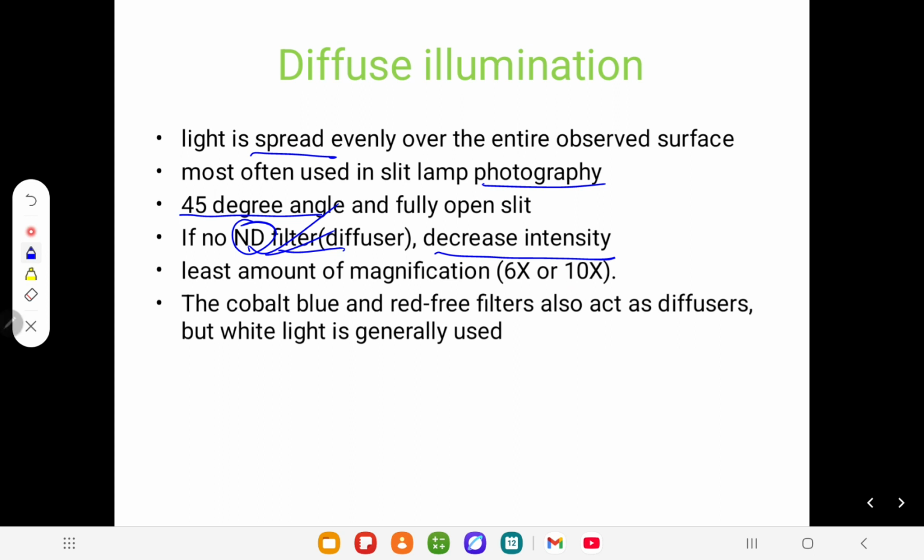Definitely in case of diffuse illumination, we don't use high magnification, because in diffuse illumination we want gross, rough structure. So magnification is roughly 10x. The cobalt blue and red free filter also act as a diffuser, but white light is generally used. Roughly we don't use cobalt blue light and red free light, but we can definitely use these filters; there is no restriction at all. But yes, we use white light for general purposes.